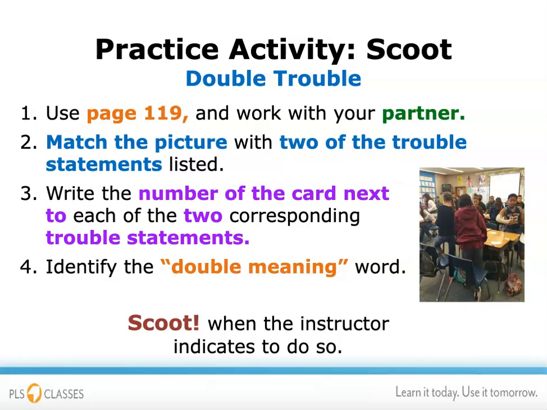To what other trouble statement would this taxi driver picture relate? Write the card number 1 next to M, I had a breakdown, as well. Once you have identified which 2 cards go with each trouble statement, underline or highlight the word in the trouble statement that represents the double meaning or connotation. Please post a comment in the discussion area to let your instructor know your group is finished.